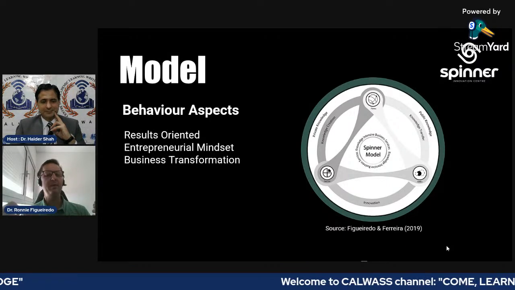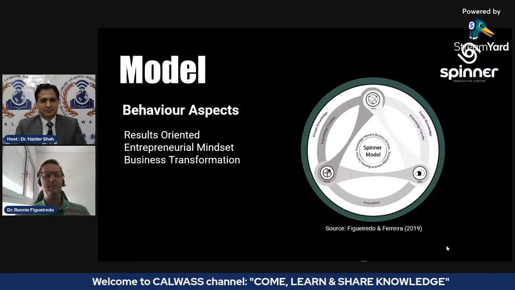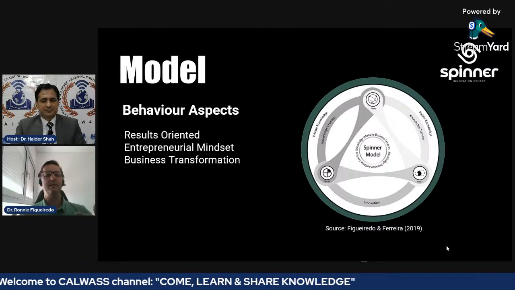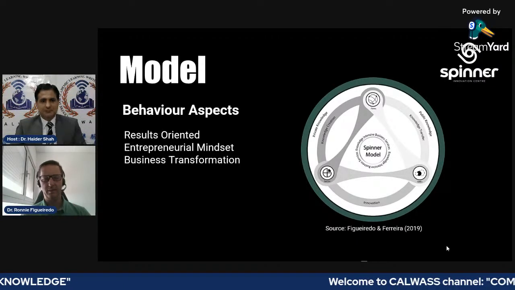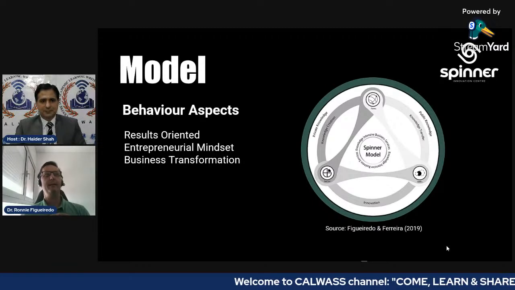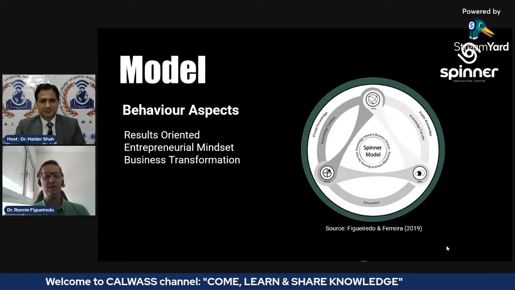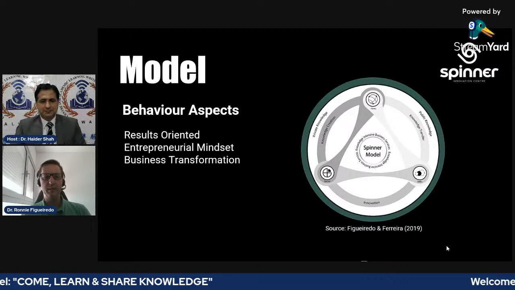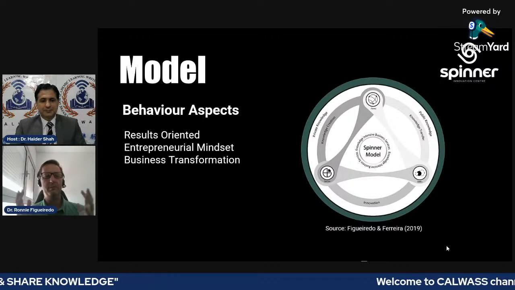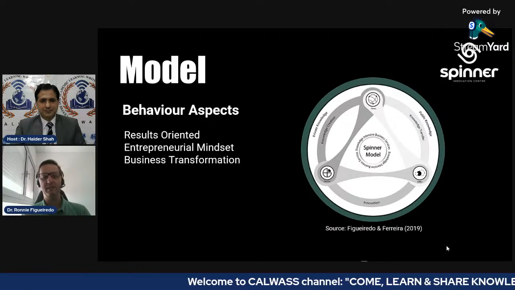So we need people and culture following the same direction, making the organization change, bringing new ideas, and sharing them with colleagues, or with students, depending on the organization. And then, after I have a focus and a mindset to change, the main goal is business transformation, the end of innovation happening. So keep in mind three main words for the behavior aspect: results-oriented, entrepreneurial mindset, and business transformation.